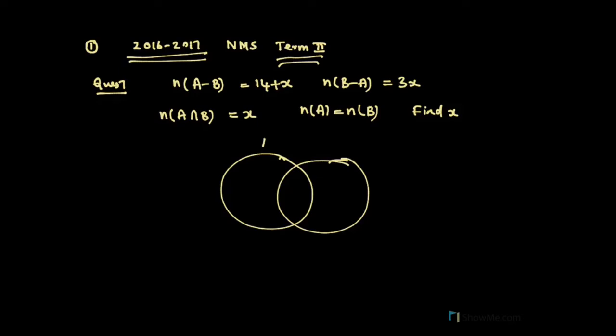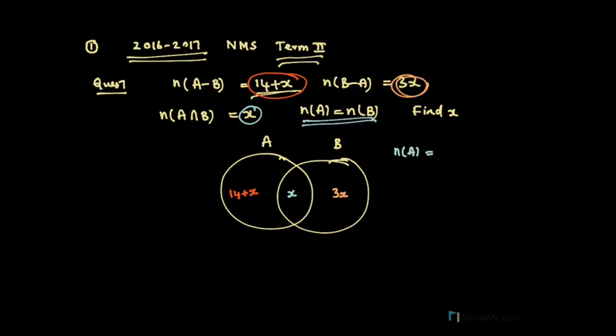Where is 14 plus x? So this is set A, set B. So 14 plus x is only A, that is A minus B. So put 14 plus x. Then B minus A is 3x. So put 3x only on B. And now you put A intersection B, the join of the two, which is x. That will come in the middle. So inside A, now you have 14 plus x. And inside B, you have 3x plus x.